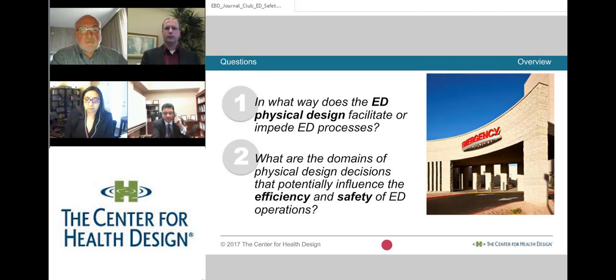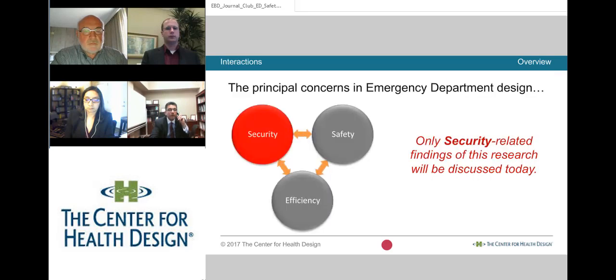I would like the audience to note that we are using safety and security together, but they are not the same concept. And I will talk about the difference between those two constructs in the next slide, or one of the next slides. Now, this presentation today is focused purely on security.